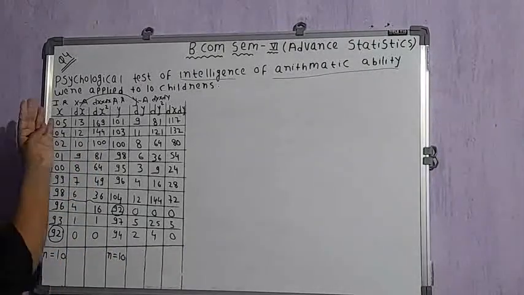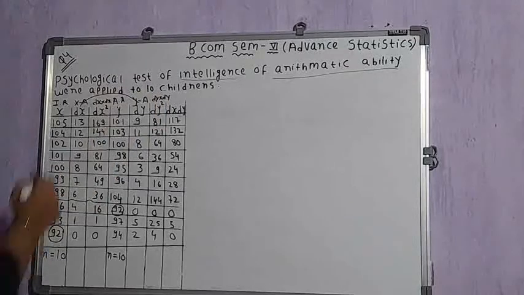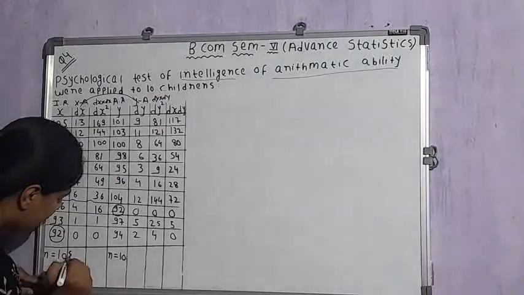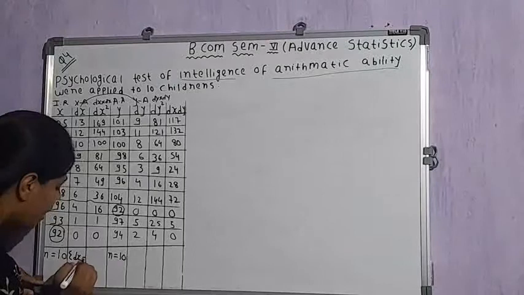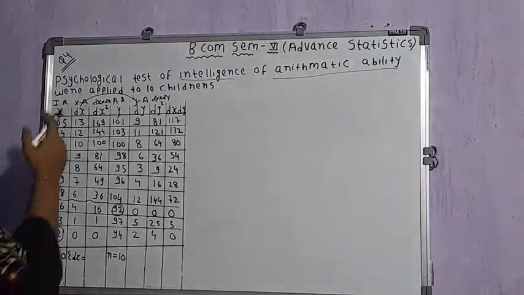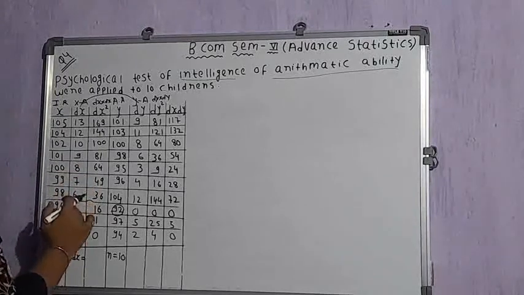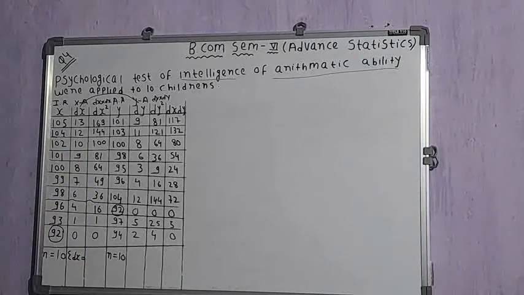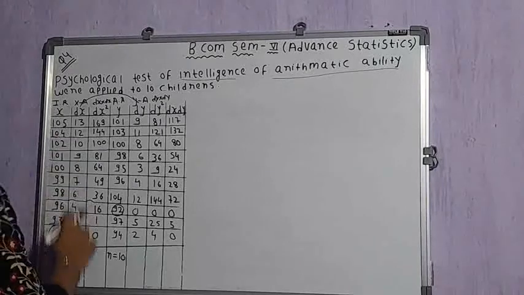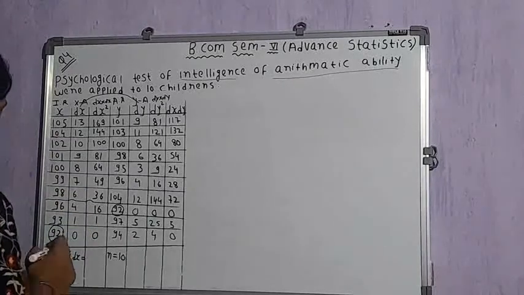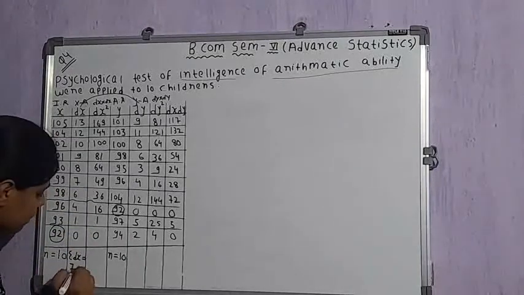Now we have to take the summation of the remaining columns. So for calculating summation dx, what we have to do? We have to add all these numbers: 13 plus 12 plus 10 plus 9 plus 8 plus 7 plus 6 plus 4 plus 1. So the value that we are going to get would be 70. That is why we will say summation dx is equal to 70.